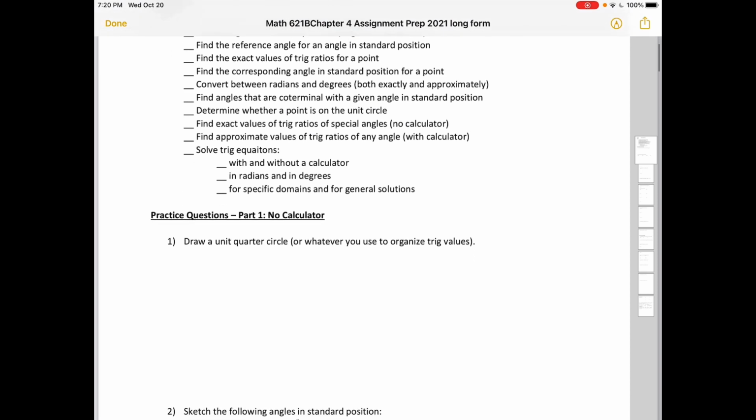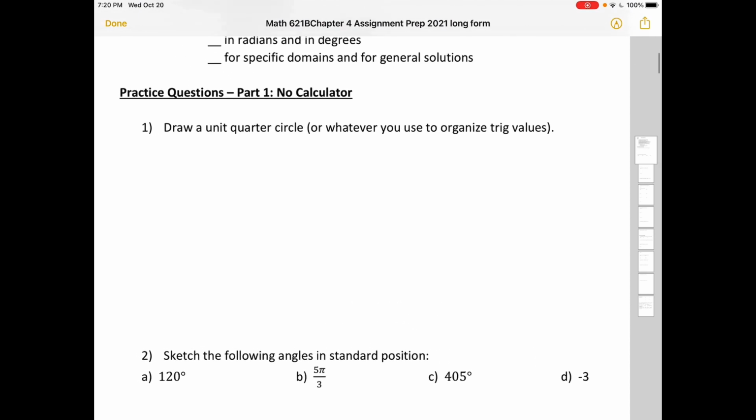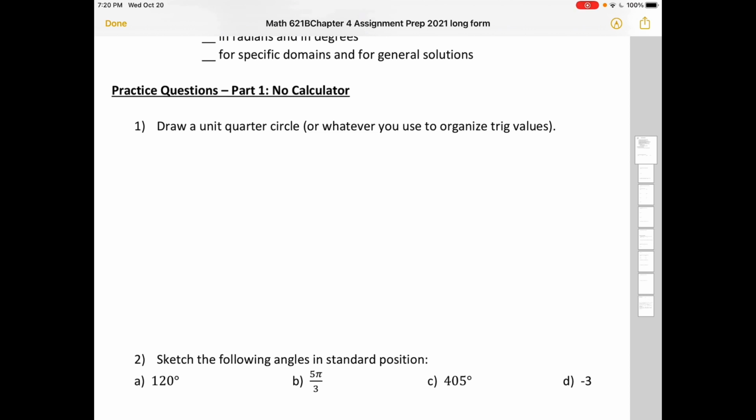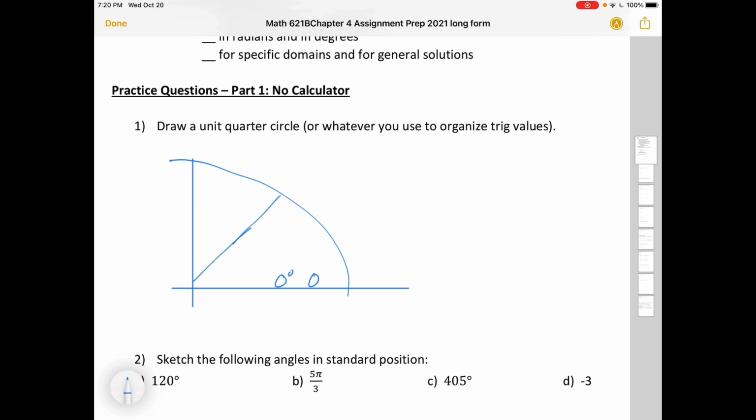Let's dive right in. So we're first going to draw a unit circle, or whatever we use to organize our trig values. I like this unit circle thing, so I'm going to make it. There it is. There's the quarter circle. And what I'm going to do first is just draw in my angles. This is 0 degrees, which would also be 0 radians. This would be 45 degrees. And I can do this a little bit better on a piece of paper than I can on the iPad.